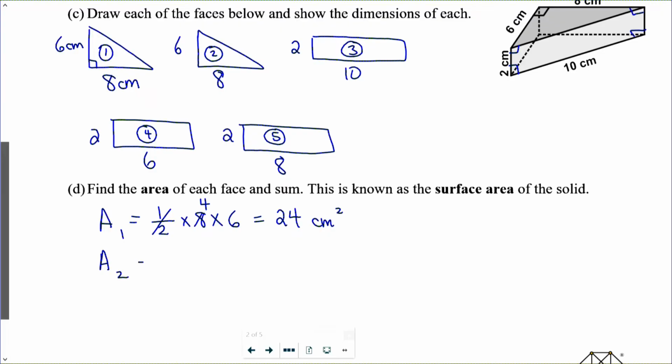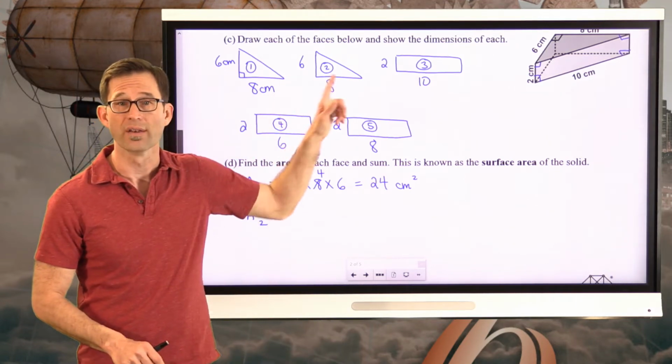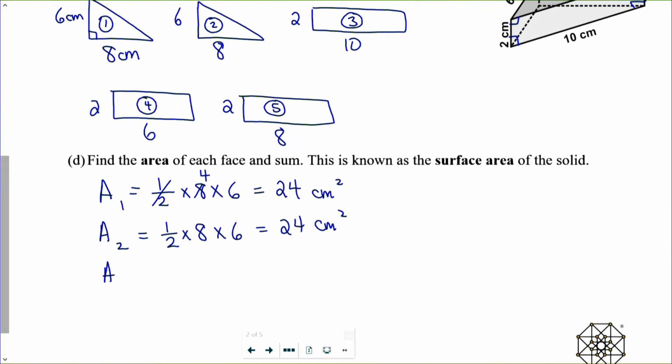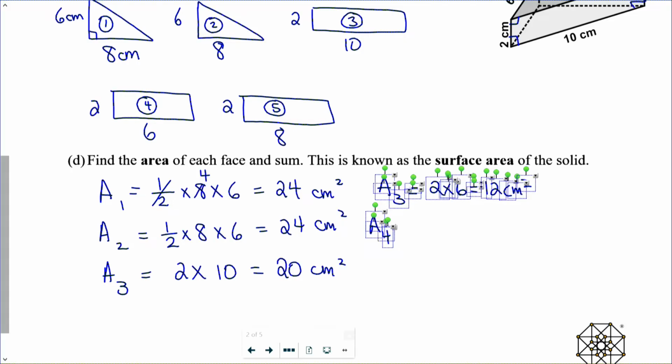Now, one of the great things is that at least with surface area, a lot of times areas repeat themselves because you definitely have these 2 bases that are identical. So area number 2 will also be 1/2 times 8 times 6, and that'll also be 24 square centimeters. Now for the other ones. Well, all the other ones are rectangles, so their areas are quite easy. The area of 3 is going to be 2 times 10, which is going to be 20 square centimeters. The area of the third one is going to be 2 times 6, or 12 square centimeters. And the area of the fourth one is going to be 2 times 8, or 16 square centimeters.